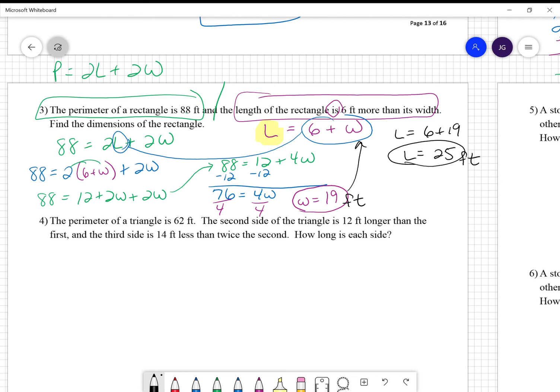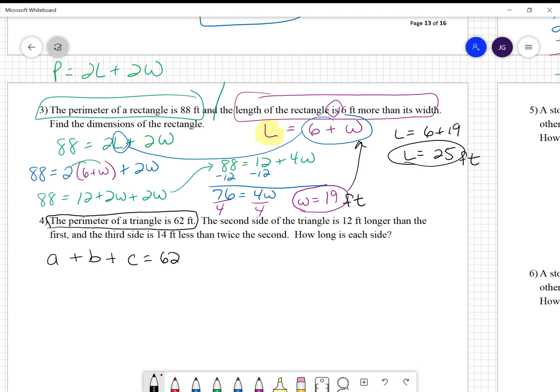Okay, number 4, very similar to number 3. The perimeter of a triangle. Okay, I lied, this is a triangle. Perimeter of a triangle is 62 feet. A triangle has 3 sides. A plus B plus C equals 62.